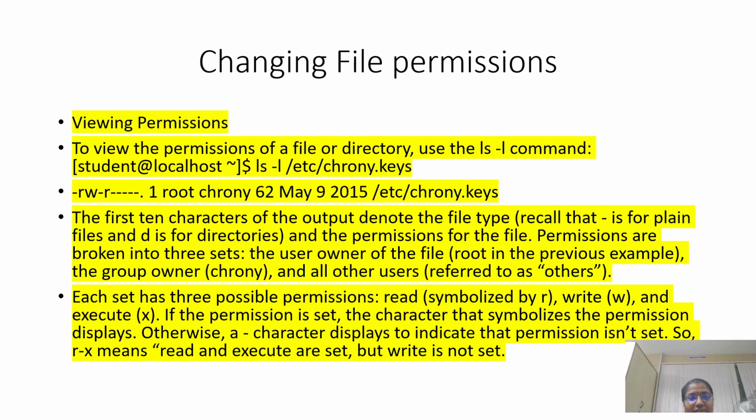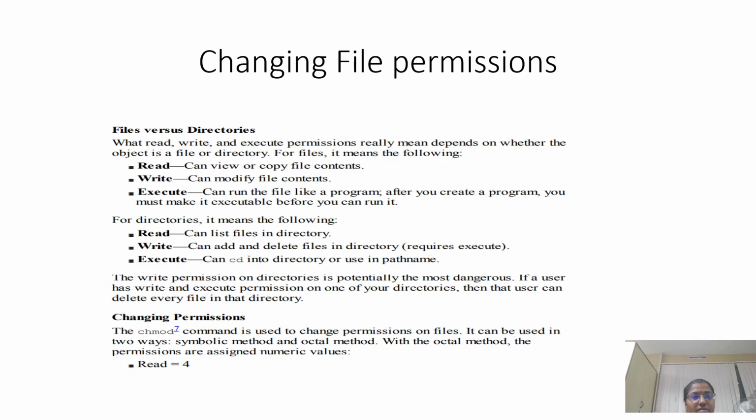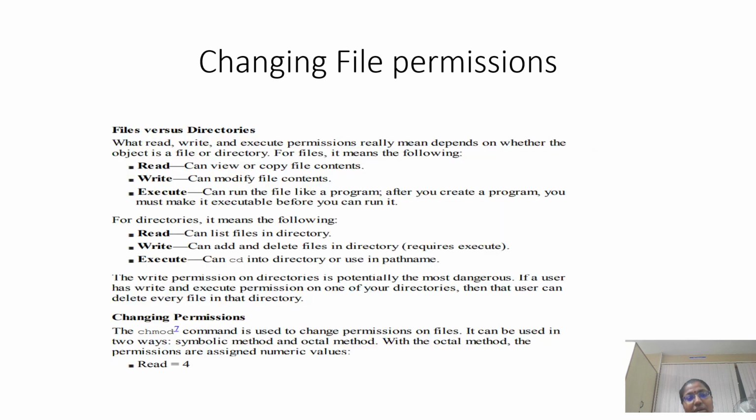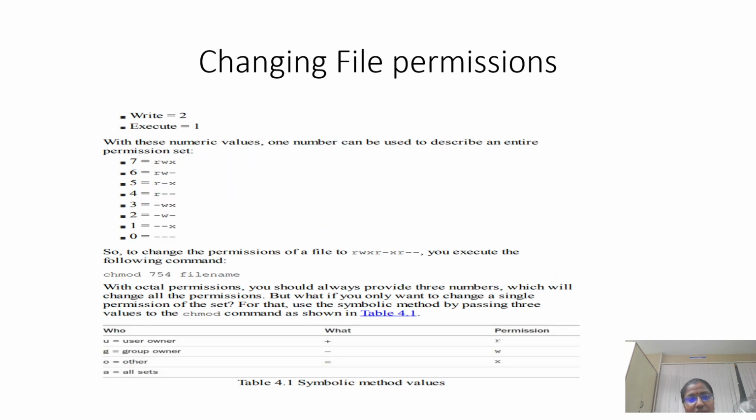The first letter will be the file type, the next three will be for user permissions, the next three for the group owner, and the last three for all others. These are read, write or execute permissions. To change them you have two options: you can use symbolic permissions, or you can go for the octal method.